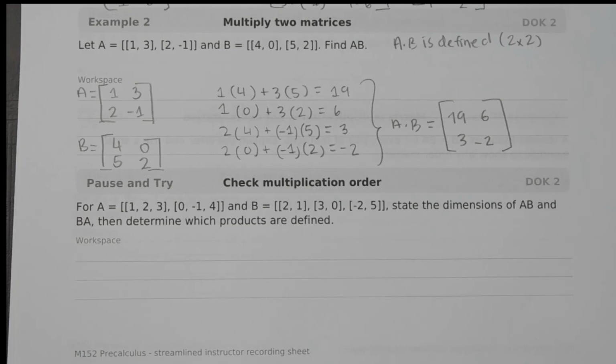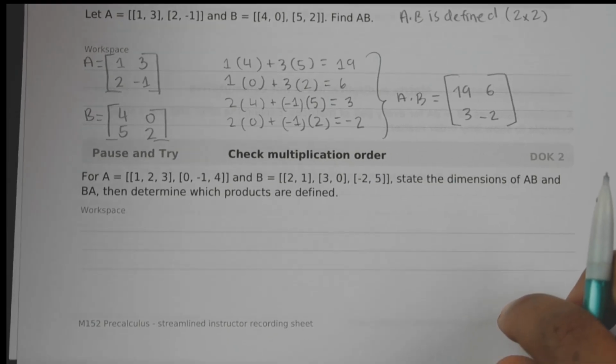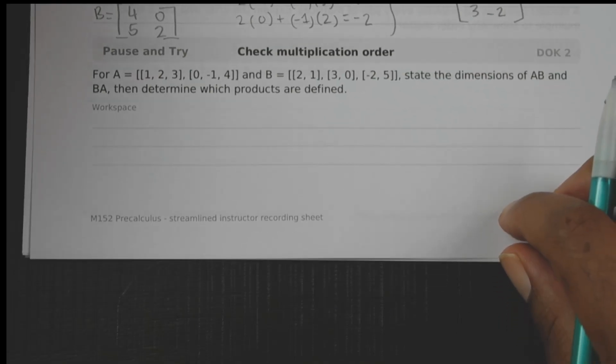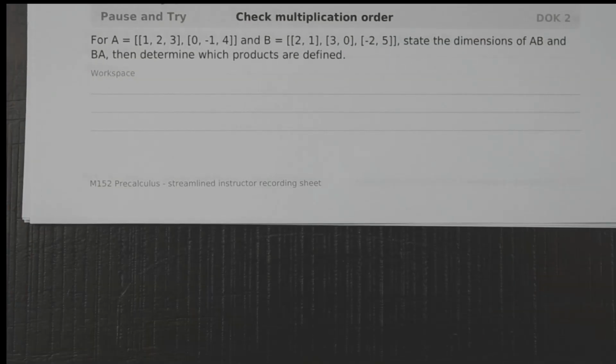Again, matrix multiplication is always row by column, right? Do not multiply the entries in the same position as we did before with addition, right? All right, pause and try this problem down here.